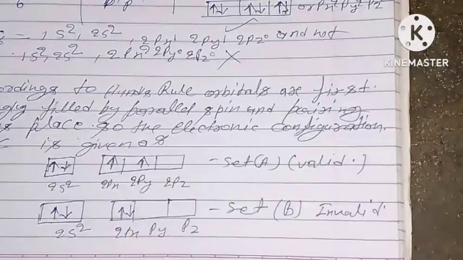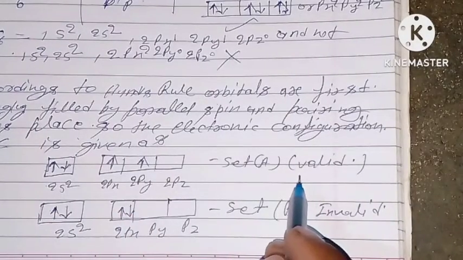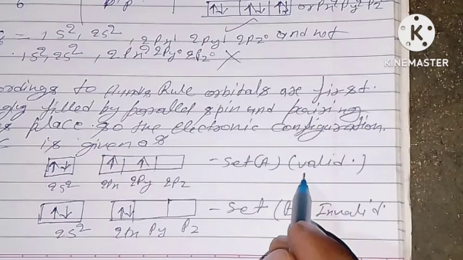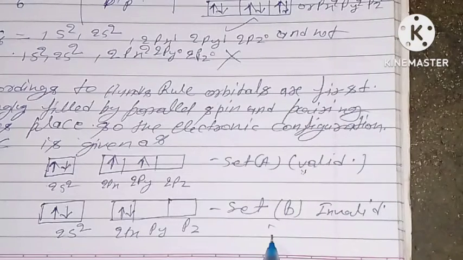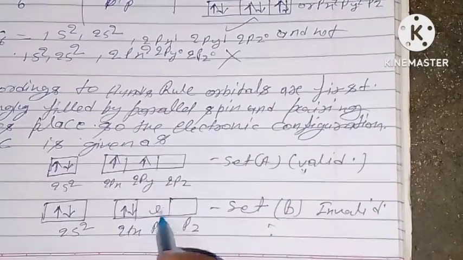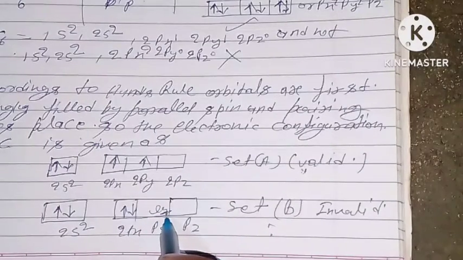In set A, electrons enter singly, hence this is a valid distribution of electrons according to Hund's rule. In set B, electron pairing occurs leaving empty orbitals of the same energy. Hence this distribution is not valid according to Hund's rule.